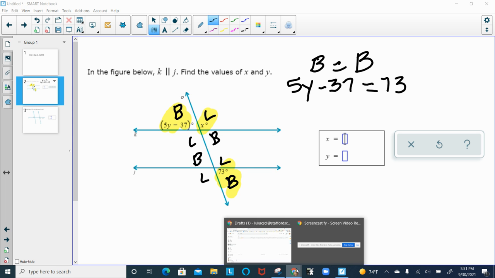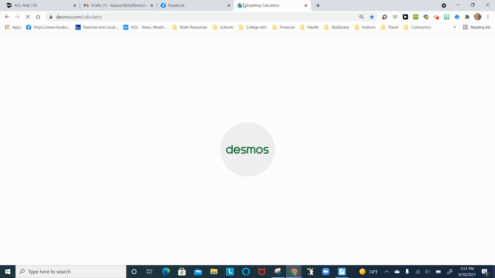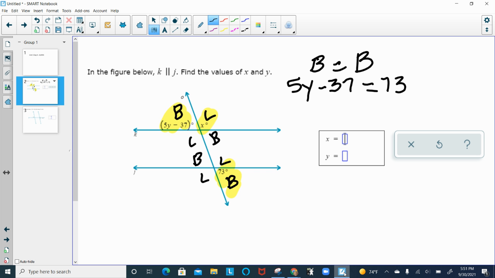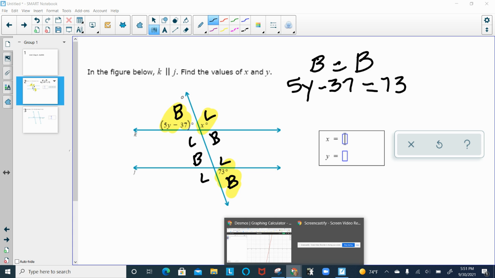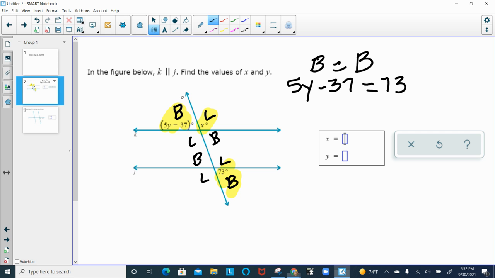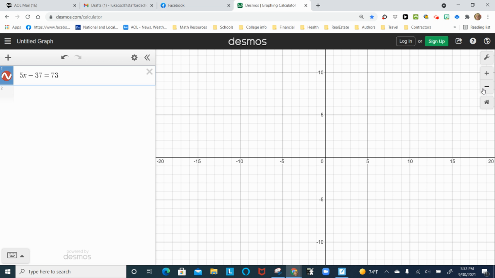And then we can open up our Desmos calculator. One second so I can type it in. And then we're going to use the X variable instead of the Y variable because that's what we're going to need for Desmos. So I'm just checking my equation. 5y, or 5x, minus 37 equals 73. And I'm just going to check what I wrote down, make sure that's correct. It is. And I can't see anything, so I'm going to have to zoom out.